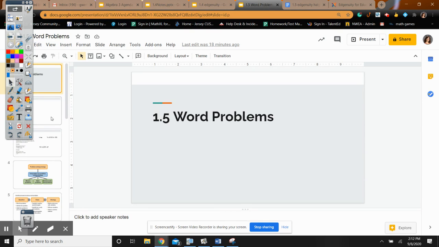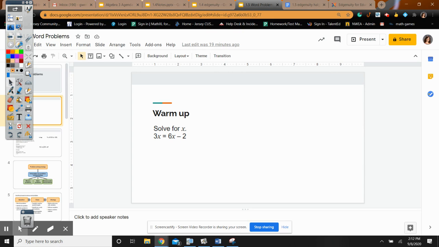So we are going to talk about these word problems, and these word problems we're going to be using tables to solve. So let's start with a little warm-up. We're going to solve for x. Remember, you have a couple of options here.